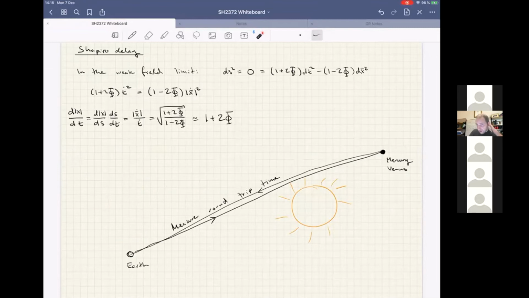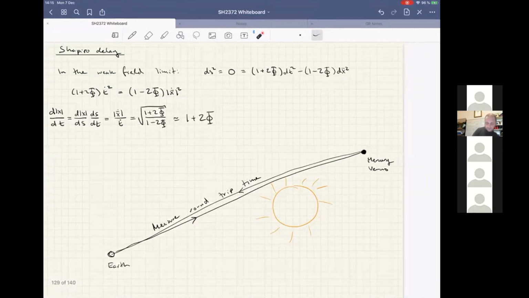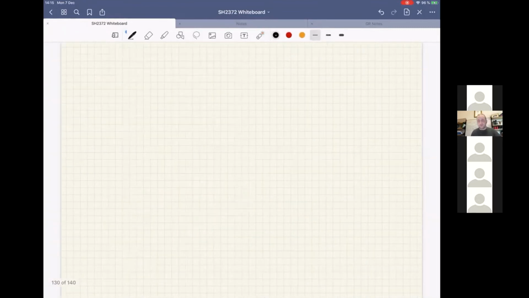So the next thing I'll discuss, so another test of GR that succeeds, is the so-called Pound-Rebka experiment. And this is a measurement of gravitational redshift.